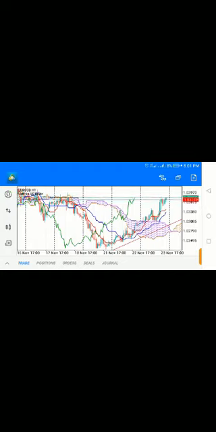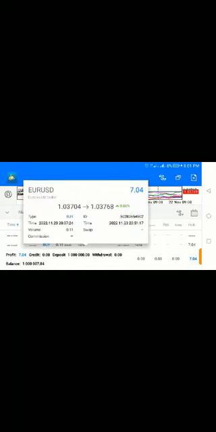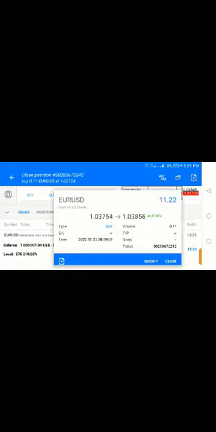Imagine right now I've made a lot of money. Let me show you, I've made so much, over $7 right now. So I can decide to close the trade right now. Well, look at it, I've made $11. I can decide to close the trade. $10, $13. Look at the market, $15. I can close this trade right now.